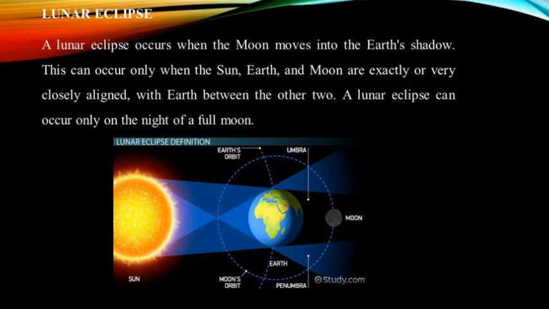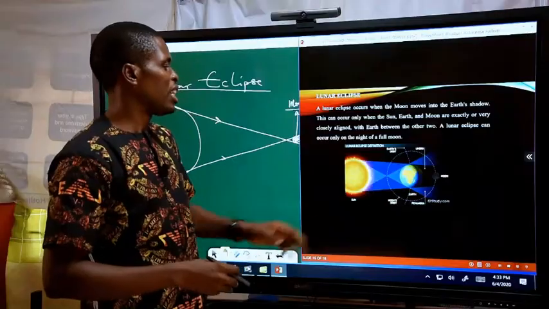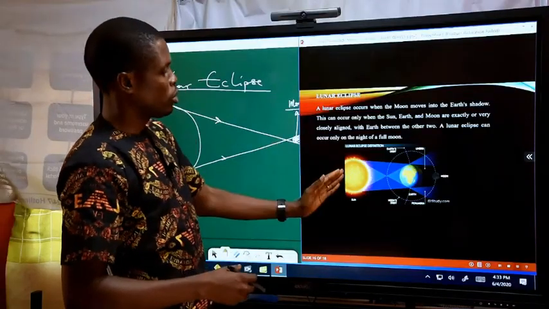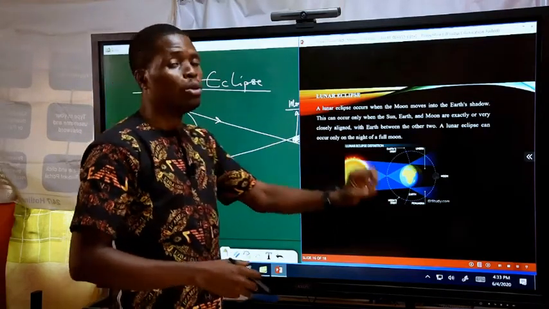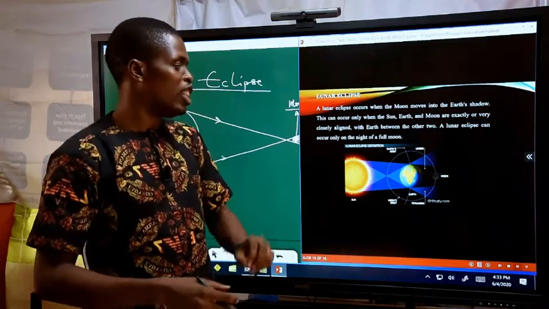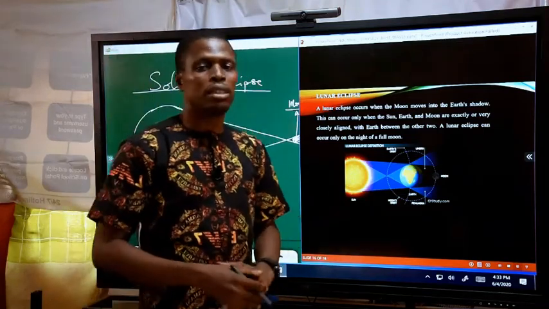So we can say that a lunar eclipse occurs when the moon moves into the earth's shadow. This can occur only when the sun, earth, and moon are exactly on a very close line. That means they must be on a straight line. That means the light coming from the sun cannot get to the moon. We can say that the moon will be in complete darkness.